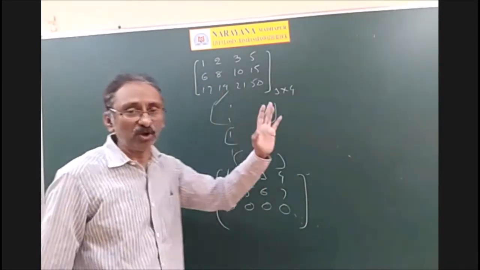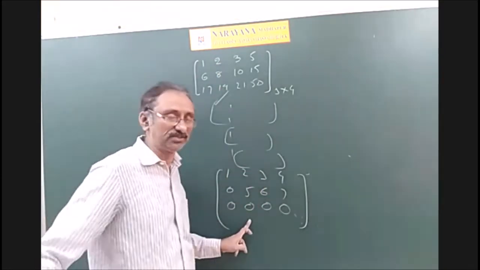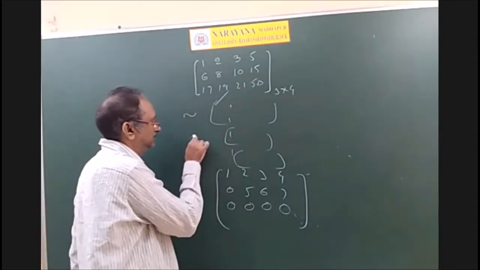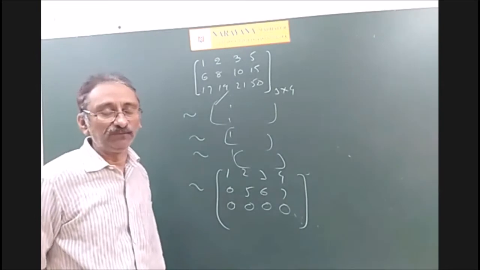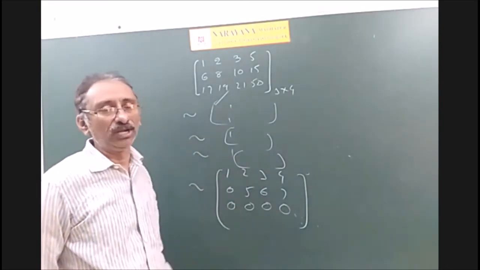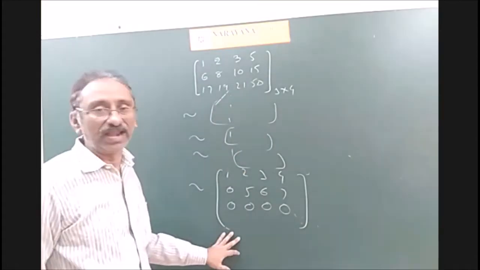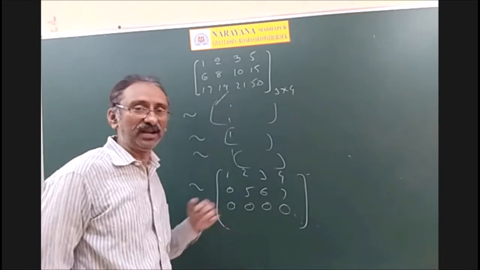Definitely, this matrix is not equal to this. This is not equal to this. And finally, this is not equal to this. But they are equivalent, so you put a symbol like this, equivalent. What is meant by equivalent matrices? If both have the same rank, they are called equivalent matrices. So by applying elementary operations, rank does not change. And therefore, the rank of this matrix is nothing but the rank of this matrix.